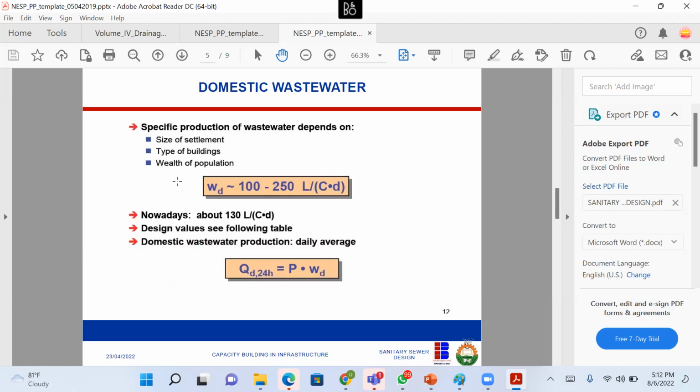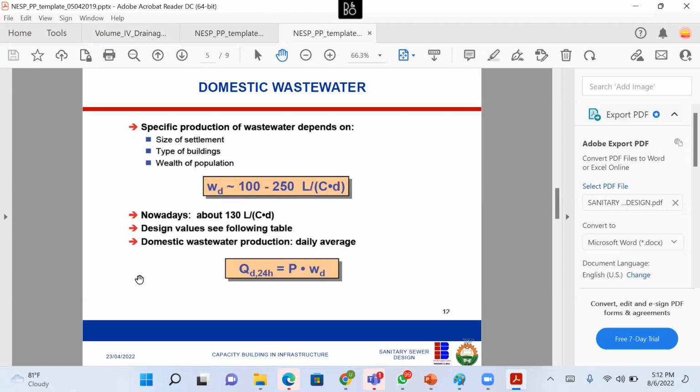Now, normally wastewater production varies between 100 and 250 liters per capita per day. So anything between 100 and 250 liters per capita per day, you can use. It depends on the size of settlement, the type of building, and the weight of the population. Nowadays, we normally use 130, right? And we can also take our design values from the table.